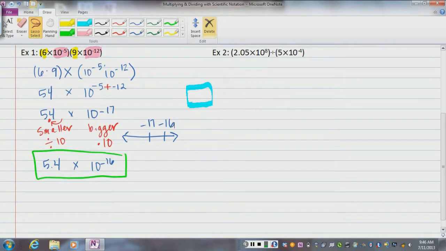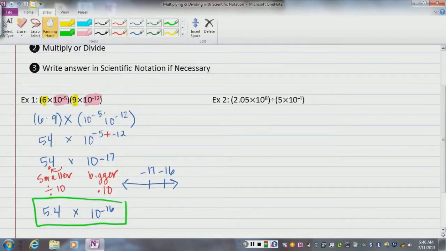Let me delete that, and let's do the second example. For the second example, we have, oops, let me just switch to my hand tool here. I want you to notice that this is a division problem. But instead of writing it horizontally, I prefer to use a fraction bar. And so I'm going to write this as 2.05 times 10 to the 8th divided by, which I've done with the fraction bar, 5 times 10 to the negative 4th.